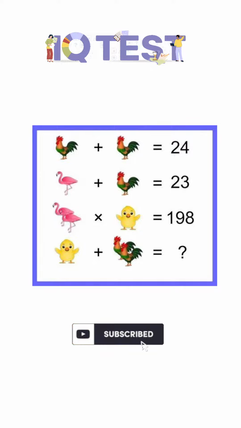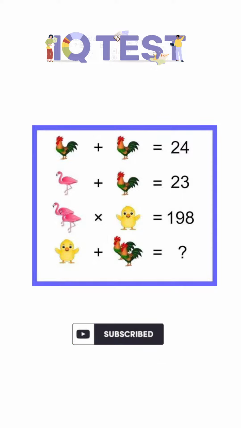So we have the chicken. I will use chicken. So the chicken is 12. That is what we have for the chicken. Okay, because 12 plus 12 will give us 24. Now the flamingo will be equal to 23 minus 12. That is the chicken. So the flamingo will be 11. The flamingo is 11. Are we okay?